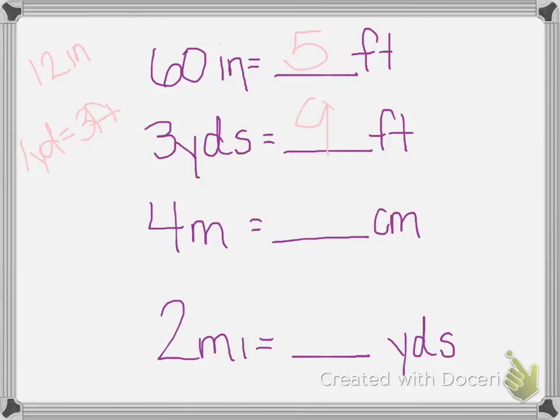The next one says 4 meters equals blank centimeters. 1 meter equals 100 centimeters. So if I have 4 meters, I would multiply 4 times 100, which is 400. And the last one says 2 miles equals blank yards. If I look in my reference book, I know 1 mile equals 1,760 yards. Since I have 2 miles, I have to multiply that by 2, and I would get my answer of 3,520.